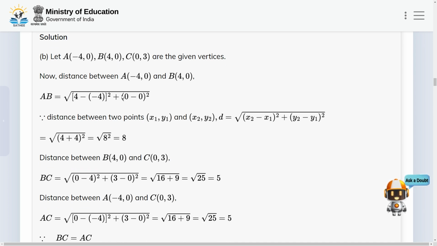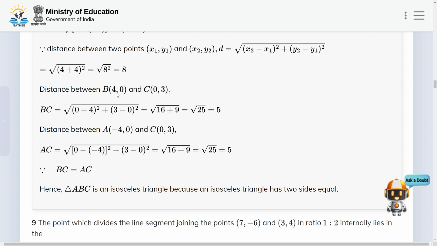So if we find the distance AB, that is equal to the square root of (4 plus 4) whole square plus (0 minus 0) square, that is equal to the square root of 8 square, which is equal to 8. And the distance between B(4, 0) and C(0, 3), that is BC, is equal to the square root of (0 minus 4) whole square plus (3 minus 0) whole square, which is the square root of 16 plus 9, the square root of 25, equal to 5.